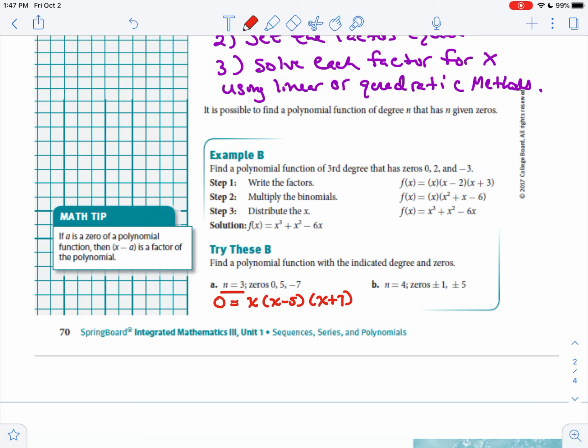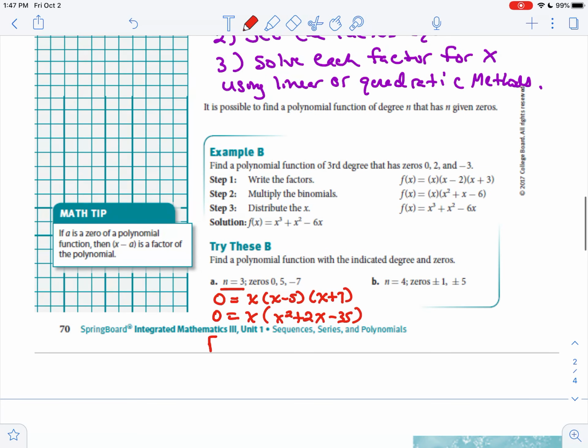Now we just have to use algebraic methods to multiply, do a little FOIL, and then distribute that x. So I'll just do the FOIL first. So x squared, and I have 7x minus 5x is 2x in the middle. -5 times 7 is -35. And then the last step, we just have to distribute the x. So we actually get x to the third plus 2x squared minus 35x. And that is our polynomial function with a degree of 3 and then 3 zeros.